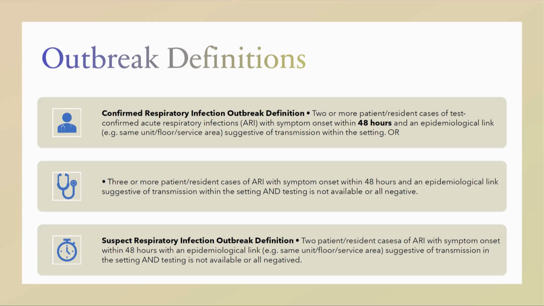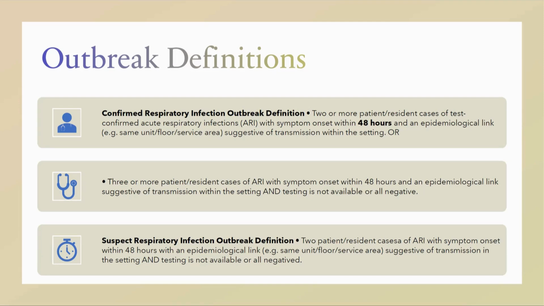Outbreak definition would be two or more patient or resident cases who have tested confirmed for acute respiratory infections with symptom onset within 48 hours and epidemiologically linked to or suggestive of transmission within the setting. So we had two or more people who are ill within those 48 hours. They're all epidemiologically linked. When I say epidemiologically linked, I mean one ill person was in contact with someone else who's also confirmed to be ill, who's also in contact with somebody else who's also confirmed to be ill. So there's some form of epidemiological link going on here.